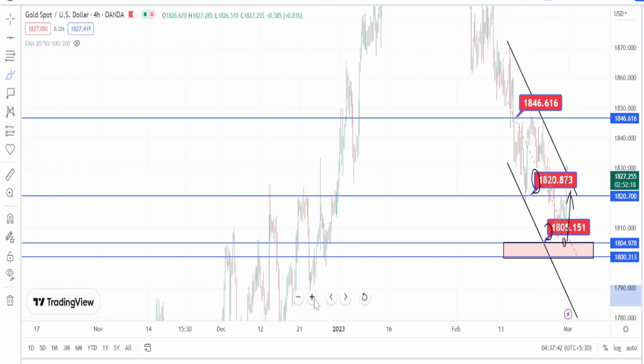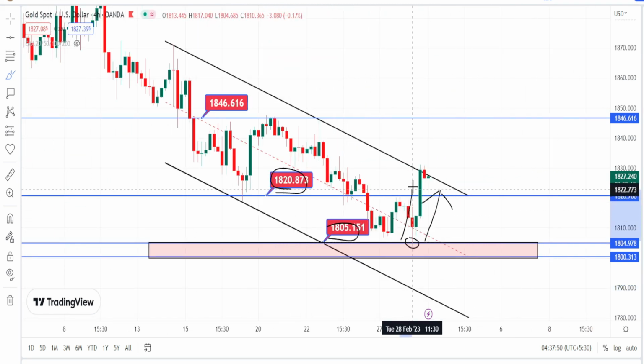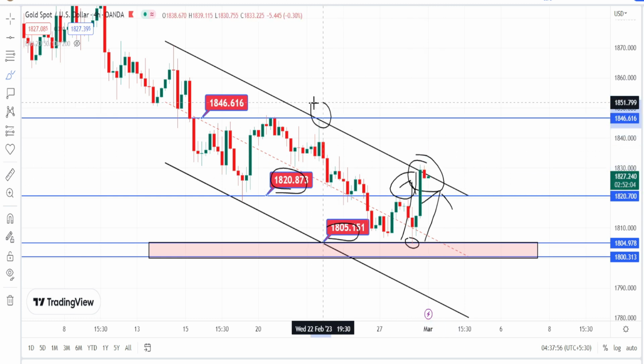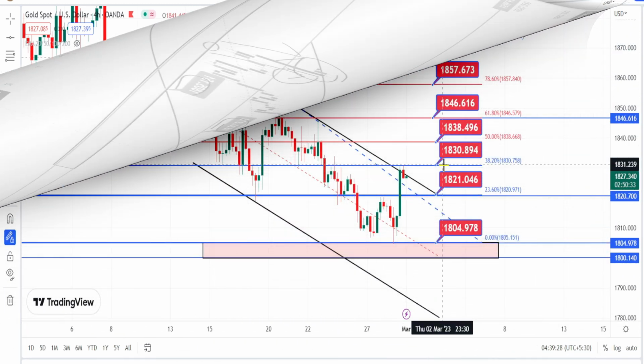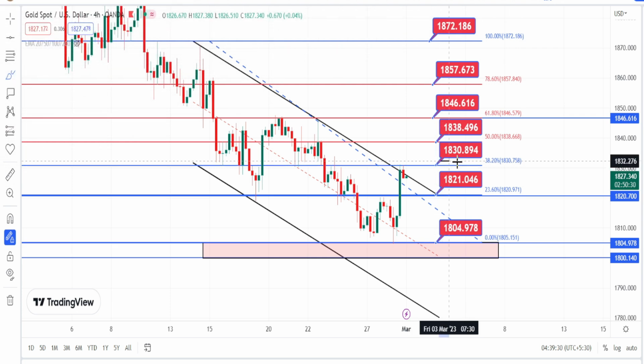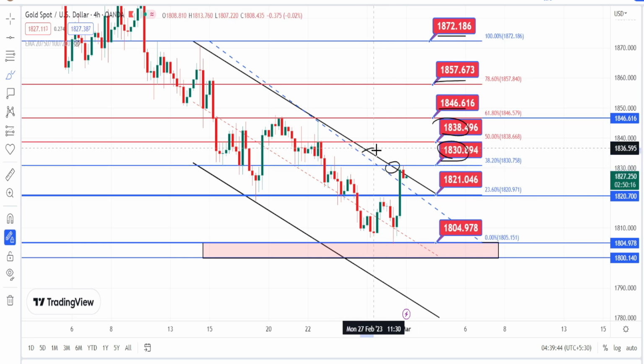We have to wait and see whether this bullish side retracement is a sign of trend reversal or it is only a pullback it has done in the past price action. So once the price action breaks the resistance level of 1830, next level of resistance on the bullish side is going to be around 1838, 1846, 1857 and 1872, which means that it will be breaking this bearish channel pattern and start its bullish side retracement.